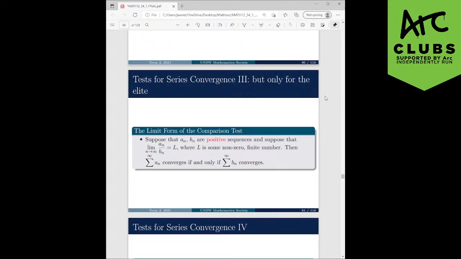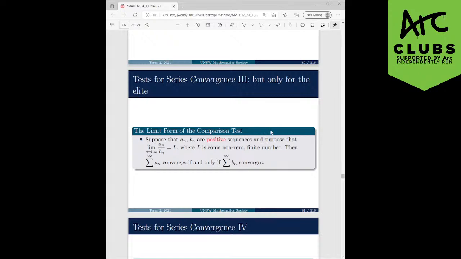So we had the comparison test from before, with the whole ak less than or equal to bk thing. The advantage of the limit form of the comparison test is you don't have to worry about inequalities. Like before in the comparison test, you would have had to do a little proof, like, is this thing actually smaller than the other thing, which is smaller than the other thing? The limit form helps you a bit there.